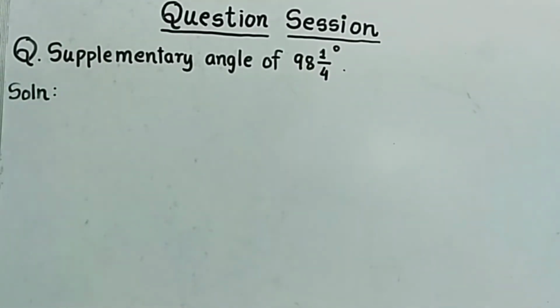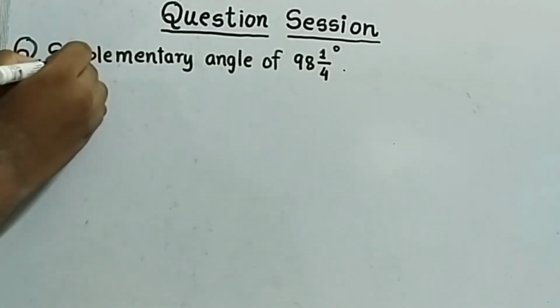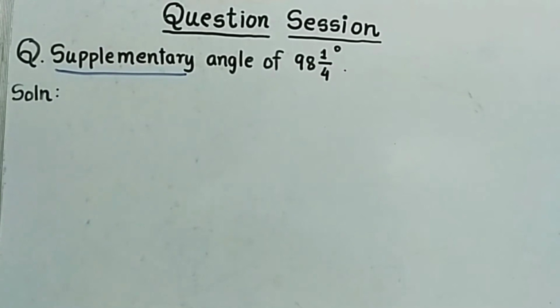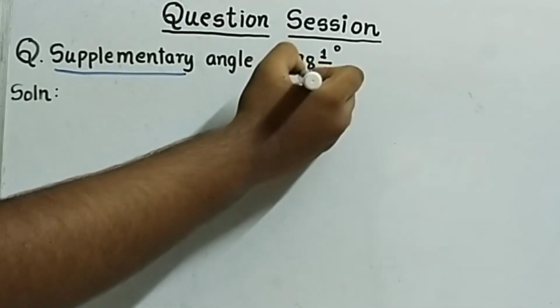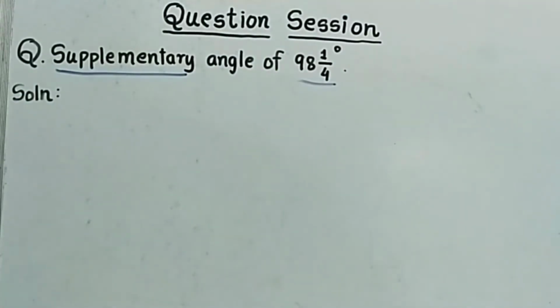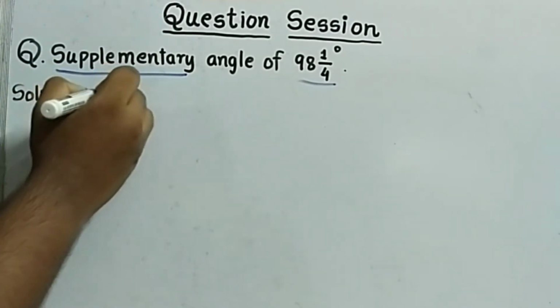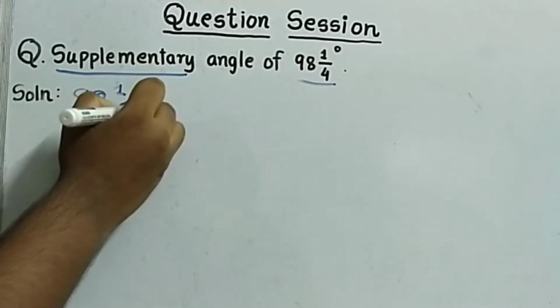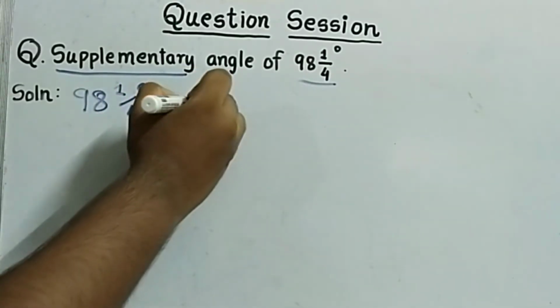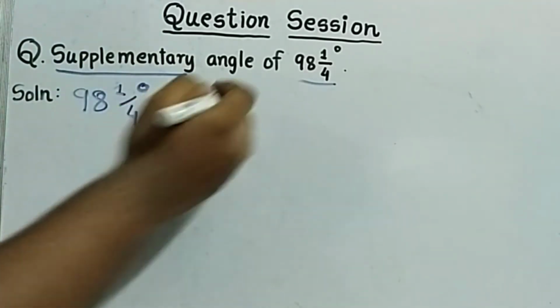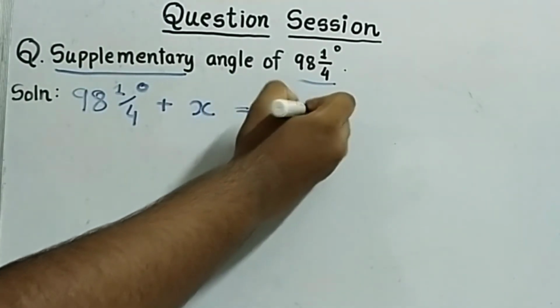So this is our next question. We have to find the supplementary angle of 98 1/4 degrees. We first should know what supplementary angles are. As we have learned in our first lecture, supplementary angles are those angles whose sum is 180 degrees. So we have one angle, that is 98 1/4 degrees, and we have to find the other angle. That is just a very simple sum. 98 1/4 degrees plus x, our other angle, make a total of 180 degrees.